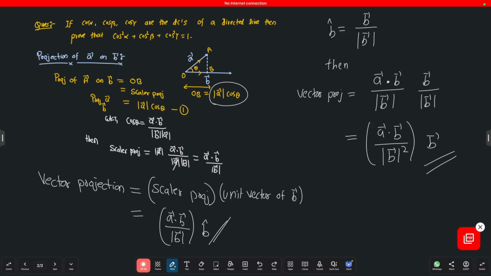If theta is acute, less than 90, suppose cos 60 is 1 by 2, then the scalar projection is positive. Scalar projection 0 is also possible. If theta is 90, then the scalar projection is 0. If the scalar projection is 0, it means there is no shadow. It means both the vectors are perpendicular.